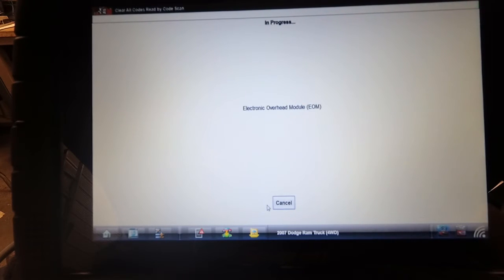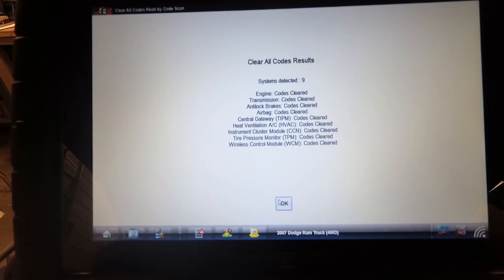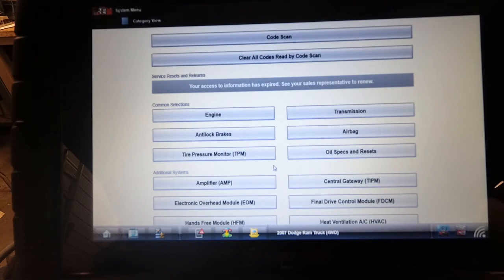And of course, with a Chrysler product, you have to do this with key on, engine off. Some modules will clear while it's running, but they always recommend key on, engine off. I noticed lately Ford is doing that, and so is GM. Usually the code clear process is fairly quick. Doesn't have an entertainment system. Does have a wireless control module. Okay.